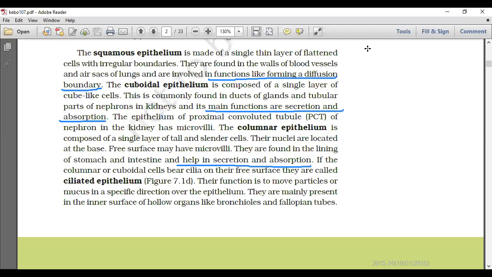Then the ciliated epithelium: its function is to move particles or mucus in a specific direction over the epithelium. So these are the functions of the simple epithelial tissues. Simple squamous epithelium forms a diffusion boundary. Simple cuboidal epithelium's main functions are secretion and absorption. Simple columnar epithelium helps in secretion and absorption. So examples and functions need to be remembered and revised continuously.